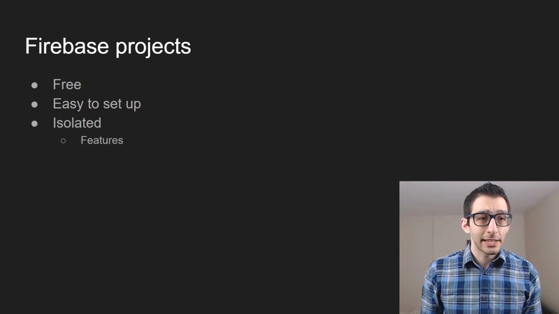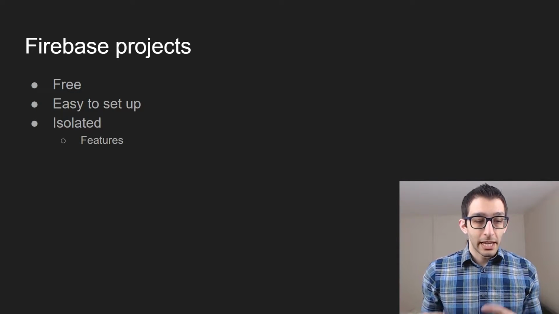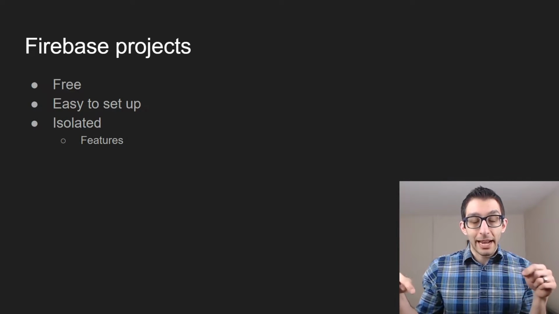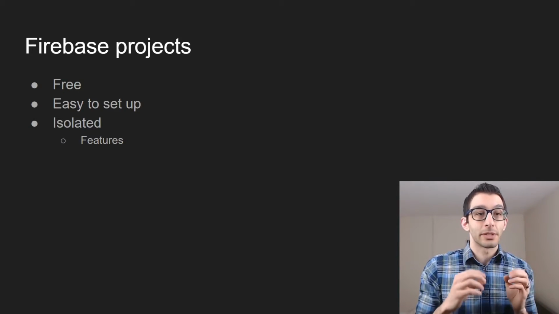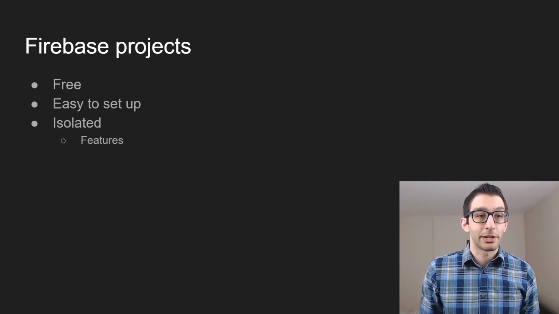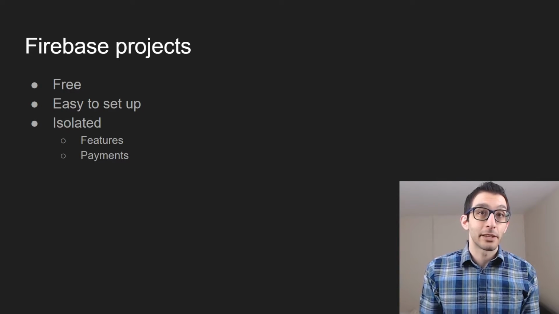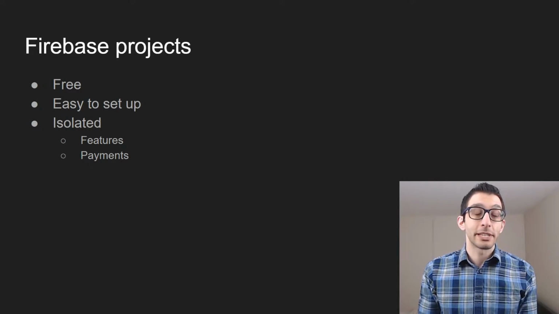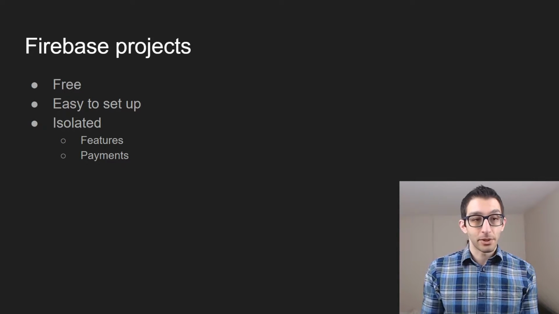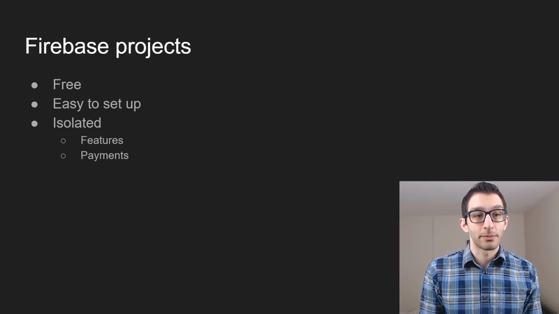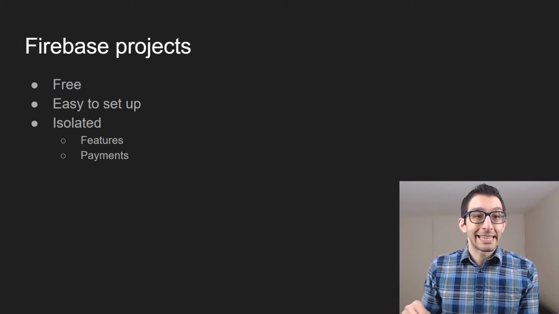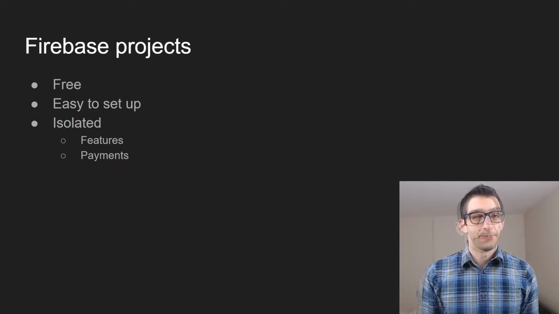They're also isolated in 2 ways. One, in terms of features. Project A and Project B do not have the same database. So it's not like this is Firestore for your account or this is Cloud Functions for your account. It's per project. But also it's payments that are isolated. And that means that each one gets its own free plan. So for example, if you want to do 50,000 writes per day in a Firestore, that's free in their Spark plan. And so each one of your projects gets that 50,000 writes themselves.